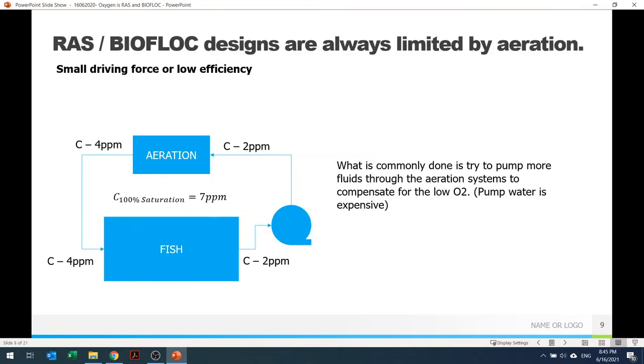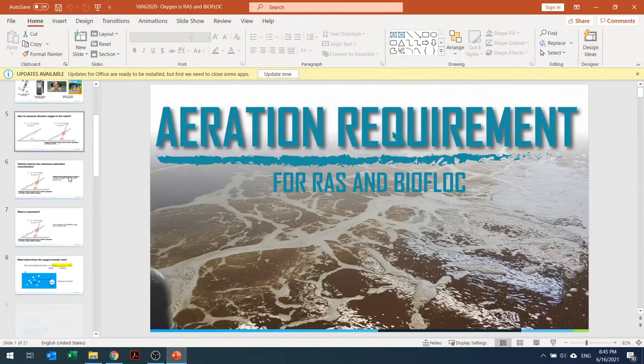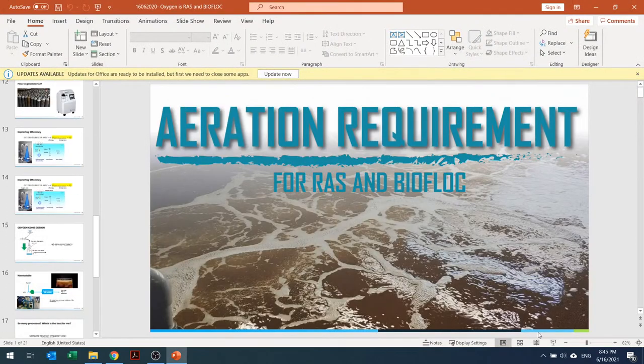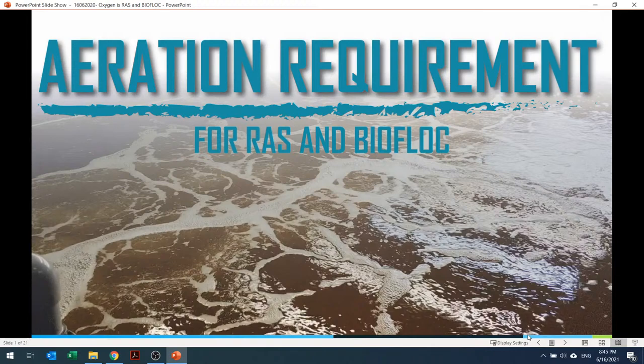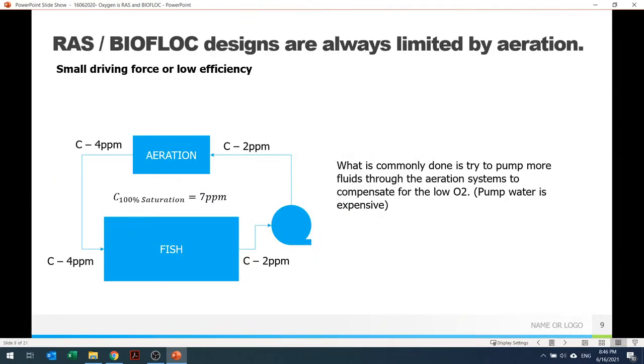For most systems that I've looked into and consulted on, for clear water systems and biofloc systems, I always see that the design is limited by aeration. Okay, so what do I mean?